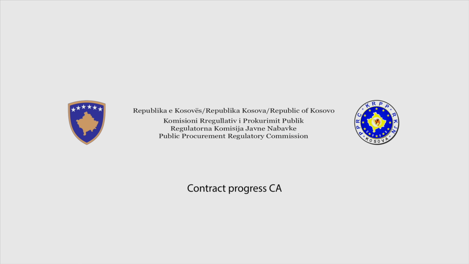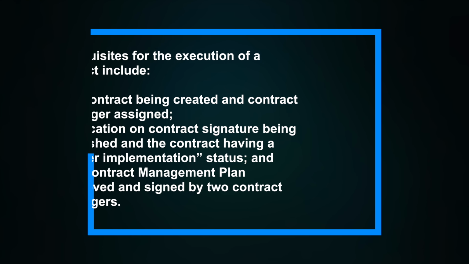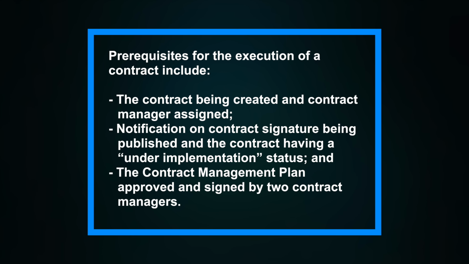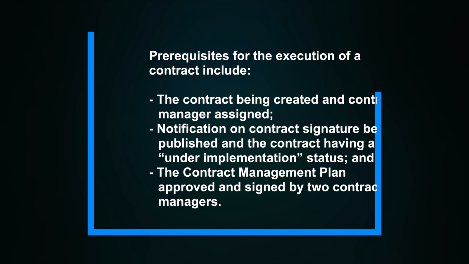Contract progress. Prerequisites for the execution of a contract include the contract being created and a contract manager assigned, notification on contract signature being published and the contract having an under implementation status, and the contract management plan approved and signed by 2 contract managers.